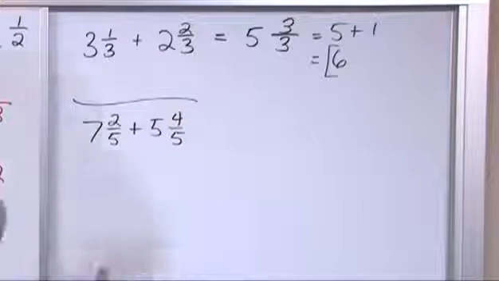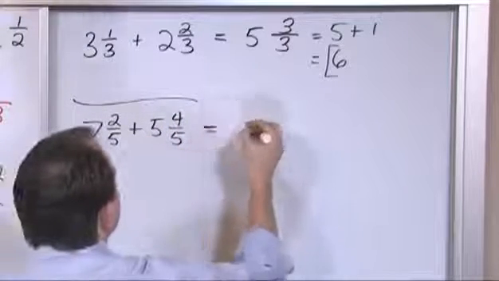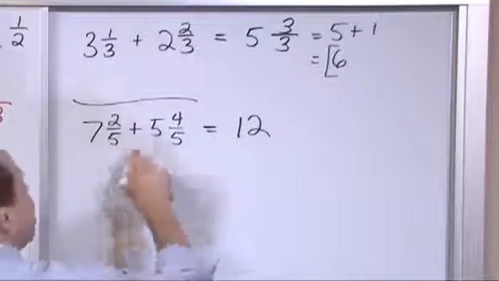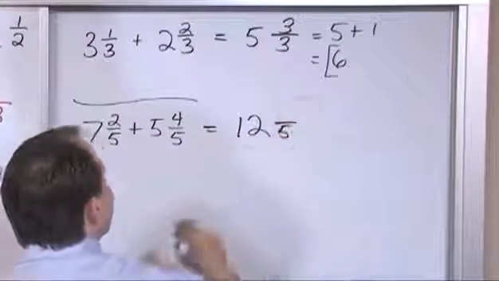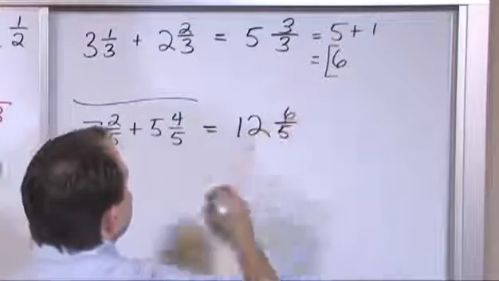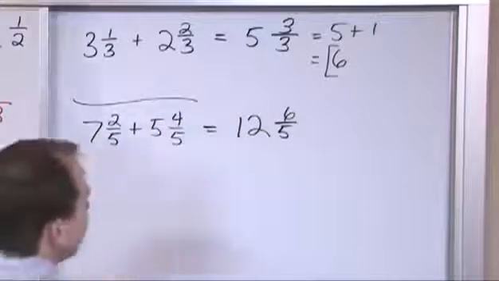Okay, so you have the same thing. What is 7 plus 5? That's 12. So we'll just write the 12 there. All right, now we have to deal with these fractions, but the denominator is already the same, so I'm going to leave it the same. Now we add 4 plus 2 to get 6, so we have 12 6/5. So don't forget, what is this?